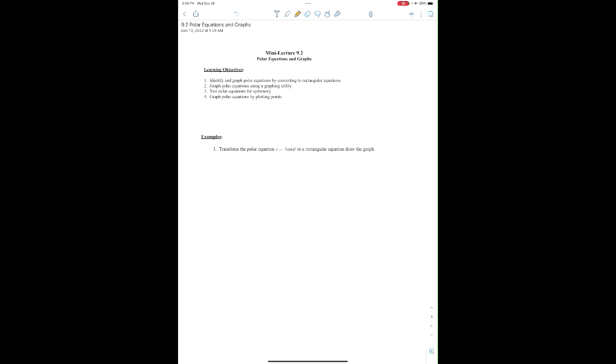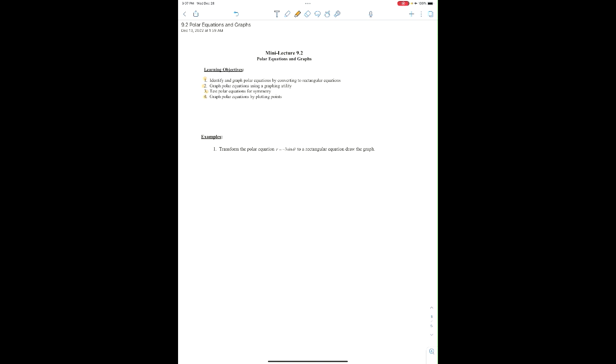Welcome to section 9.2. This section focuses on polar equations and graphs. We are going to identify and graph polar equations by converting to rectangular equations, graph polar equations using a graphing utility, test polar equations for symmetry, and graph polar equations by plotting points. All of these things will help us get a really good idea of what they look like on a graph. And the cool thing about using polar equations is polar graphs are circular. So it's really cool to see these things happening on a circular graph.